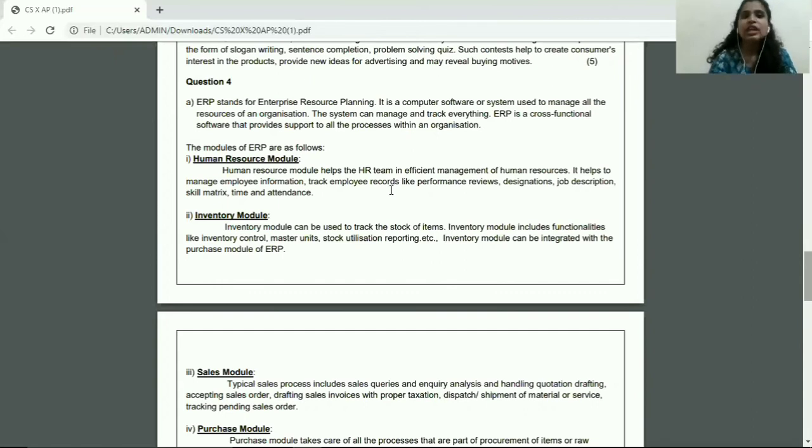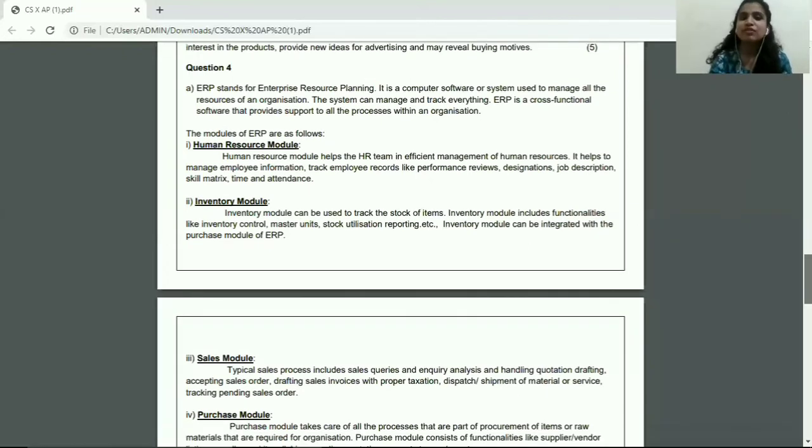Now, the modules of ERP are as follows. You can choose any 5 modules you wish to write about, create head points and explain the modules nicely. Include all the activities that are conducted by these modules, it will only make your answer better, right? So 5 modules, 5 marks.